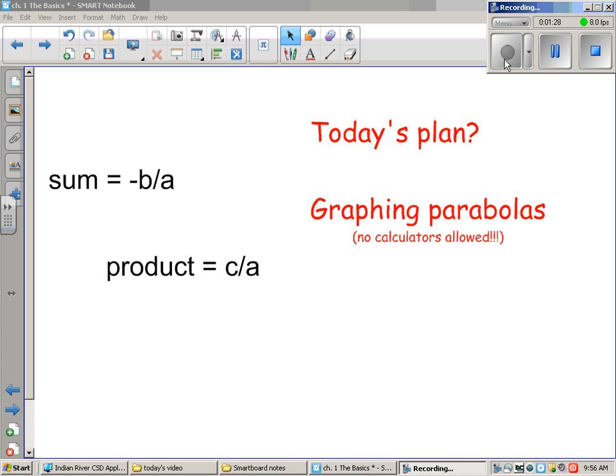We will use this so many times throughout this year, and never will you be given a calculator. So if you don't understand how to graph a parabola, you're going to be stuck. So make sure today's lesson is something you pay attention to. I don't care if you think you know how to graph a parabola. I want you to watch this lesson today.